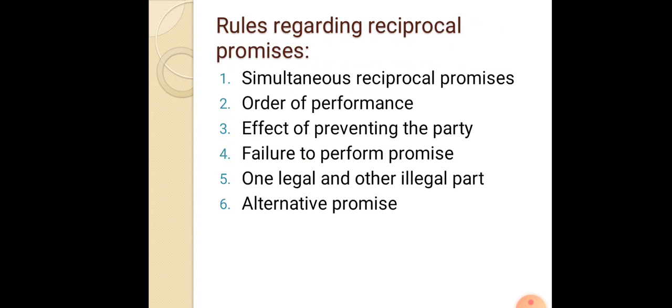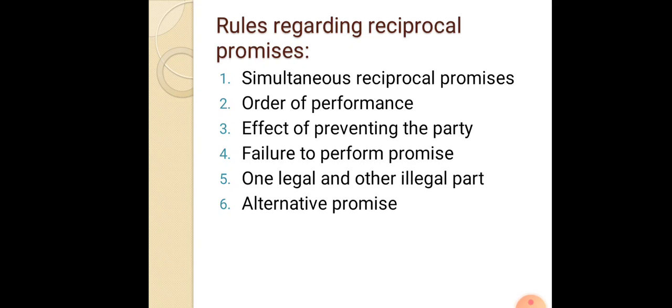Now we'll see the next part, and that is rules regarding reciprocal promises. There are certain rules which are very important. The rules are contained in sections 51 to 54 and 57 of the Indian Contract Act. First is simultaneous reciprocal promises. When the contract consists of reciprocal promises to be performed simultaneously, the promiser need not perform his promise unless the promisee is ready and willing to perform his promise.